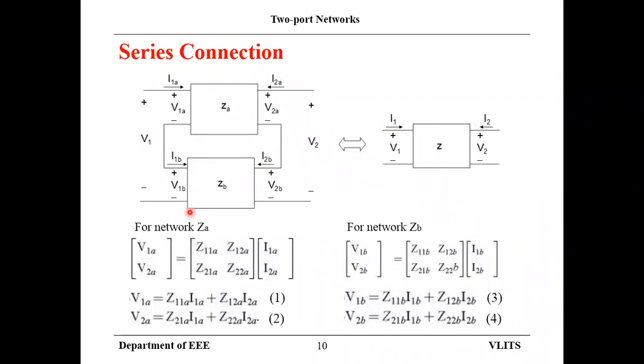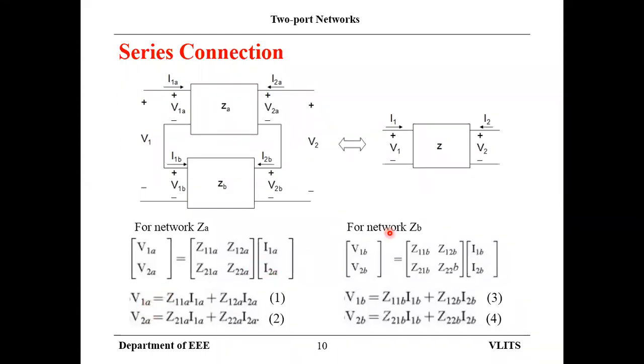First let me consider the network ZA. As we know, because these are the Z parameters, the voltage equations are represented in terms of the currents. So here the voltages for the ZA network are V1A and V2A, and the parameters we have considered for network ZA are Z11A, Z12A, Z21A and Z22A. Then the currents for network ZA are I1A and I2A. These are in equation form, and this is in matrix form.